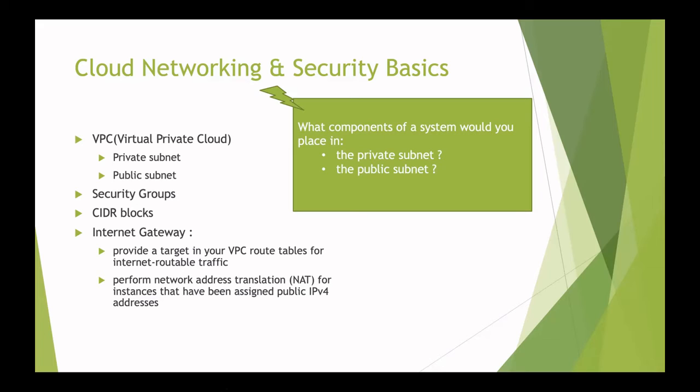10 and 3 zeros. And for the VPC, you say, okay, it can go from 10.0.0.0 to 10.0.0.255. So there are 256 IP addresses that you can get in that VPC. Now you can divide that IP range into subnets as 10.0.0.0 to 127. So there will be 128 addresses available for one subnet.